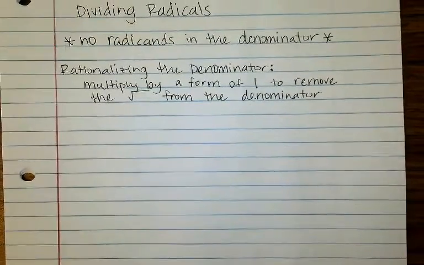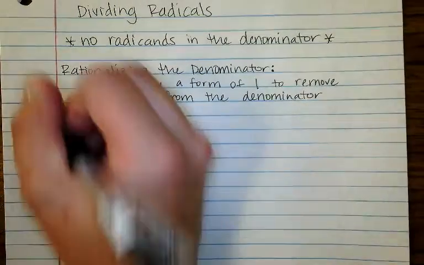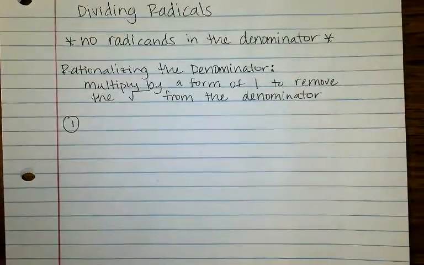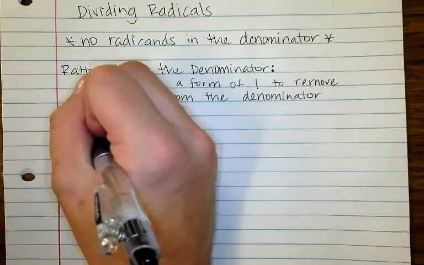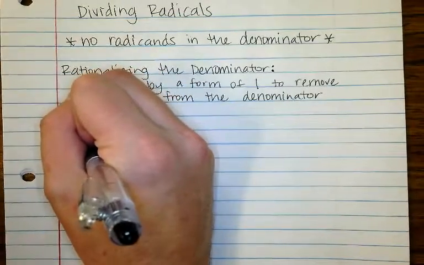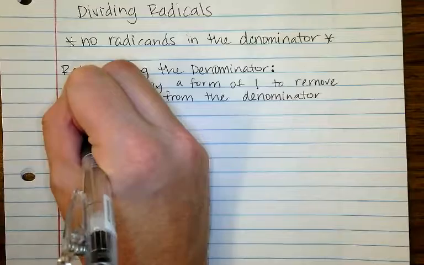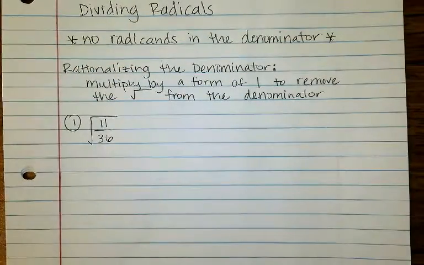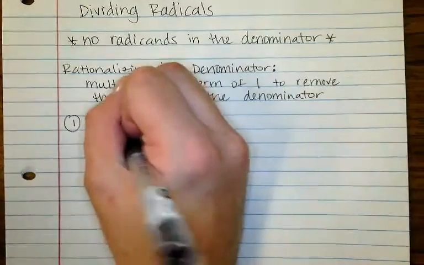Now, sometimes it works out really nicely, and there are no radicands in the denominator. Okay? So I'm going to show you guys these first two examples. These are going to be really nice and pretty. Okay? So if we take the square root of 11 over the square root of 36, we are going to break up. Remember, we have that quotient rule there. We're going to break it up into the square root of 11 over the square root of 36. Do y'all feel good about that?